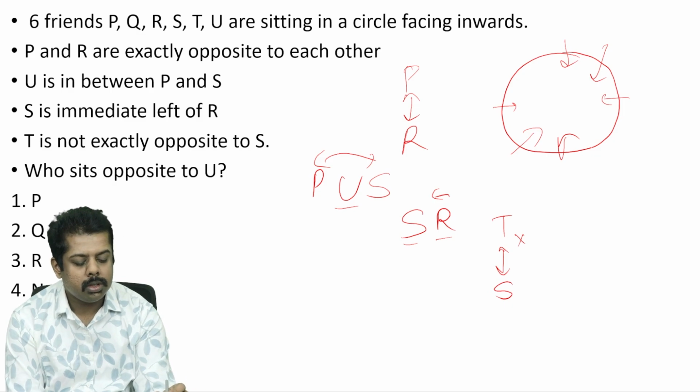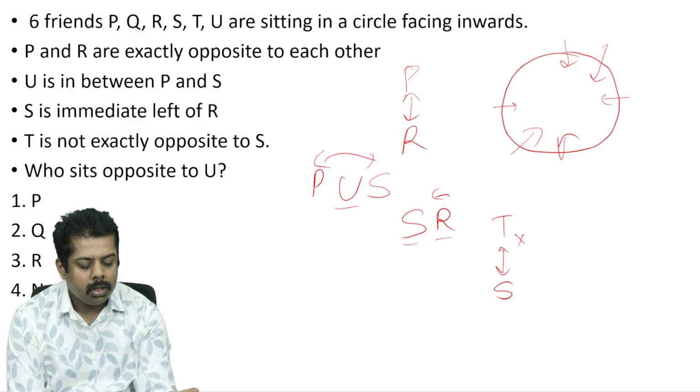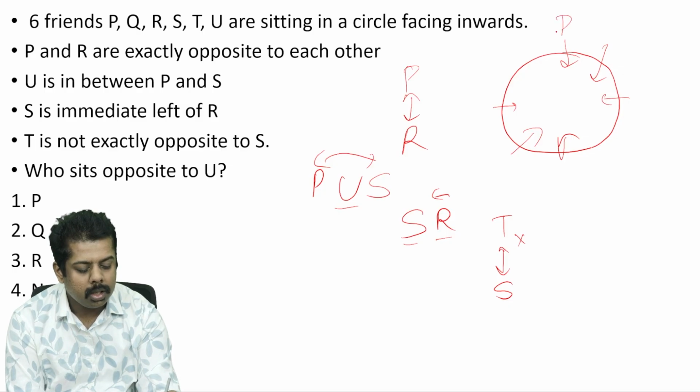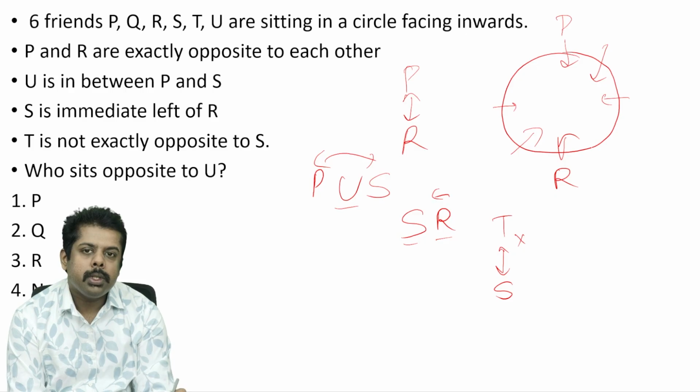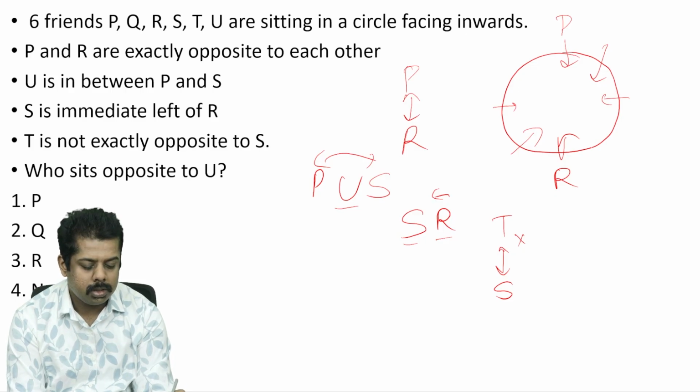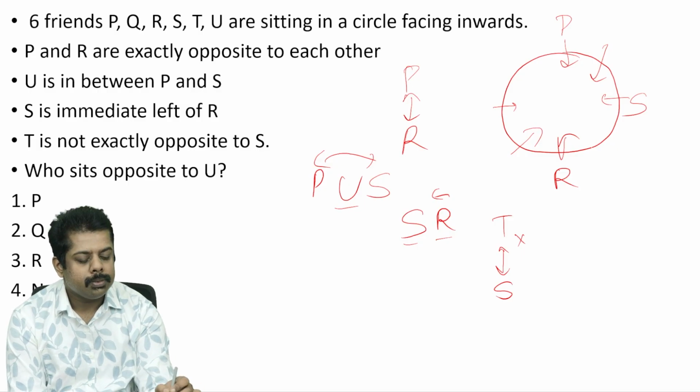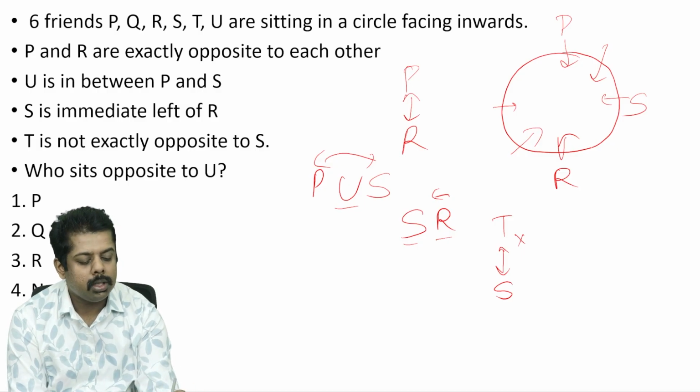So we can start with the arrangement here. We can fix P and R here. Okay, P and R, we are fixing it here. We know the person to the immediate right of R is S. So here the right has to be anti-clockwise, so S has to be here. PUSR. U is between P and S, so U has to be here. Okay, so that is fixed.